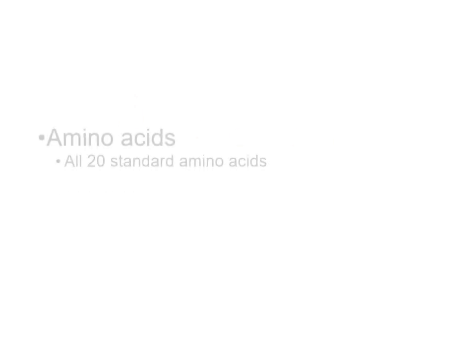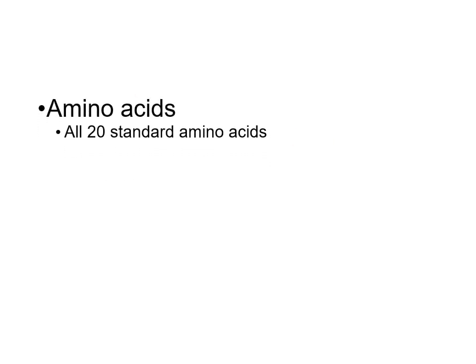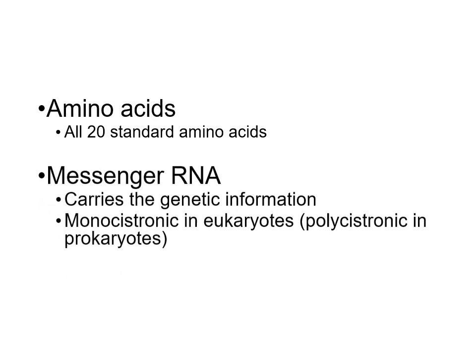Coming to amino acids, for protein biosynthesis, all the 20 standard amino acids are required. Amino acids are the building blocks of protein, and we know that there are 10 essential amino acids. So, the absence of even one single amino acid, that is an essential amino acid, in the diet can decrease the synthesis of the proteins.